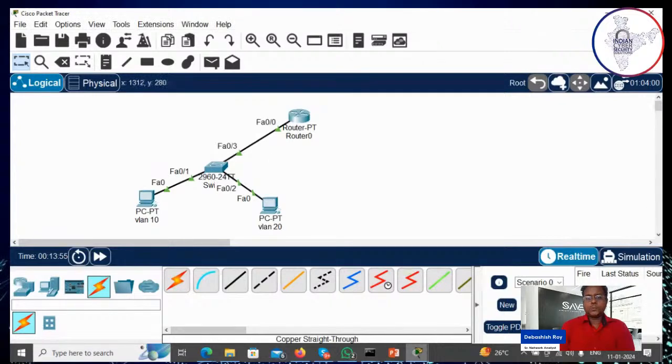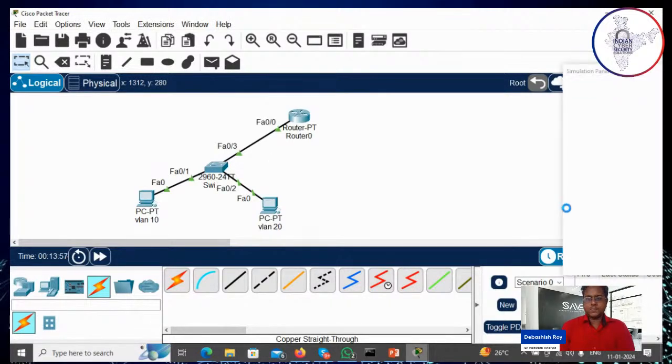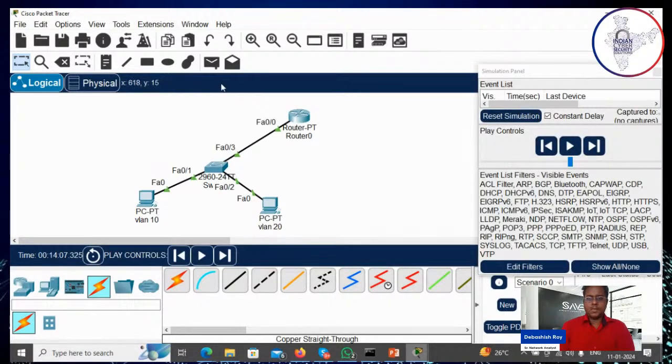And if you go to the simulation mode and click on add simple PDU, and you click VLAN 10 to VLAN 20, and you just play that packet. So you can see that the packet is going to the switch. Then the switch forwards the packet all the way up to the router interface. And then again, the packet is coming to the switch.